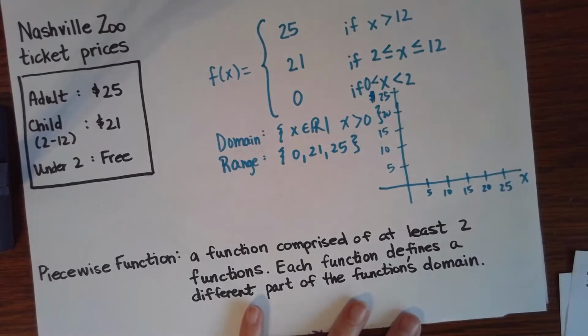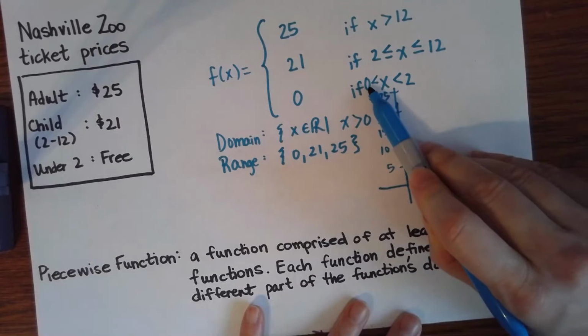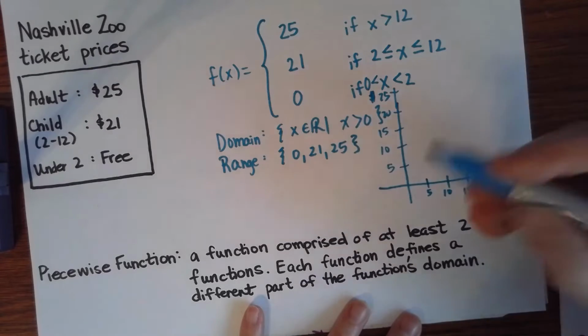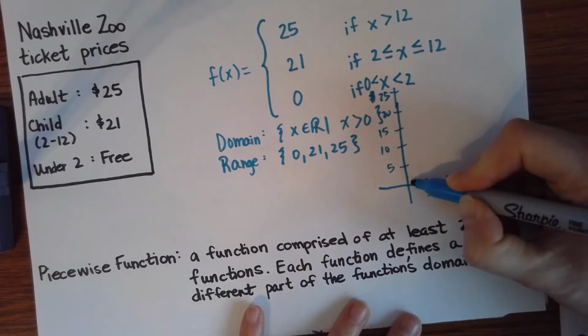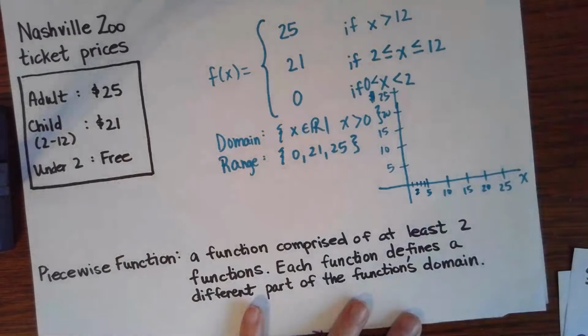Okay. And so we know if the person is from 0 to 2, the amount is 0. So let's say this is 1, 2, 3, 4, 5. Okay, so here's 2 right here.